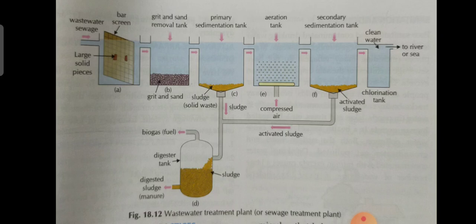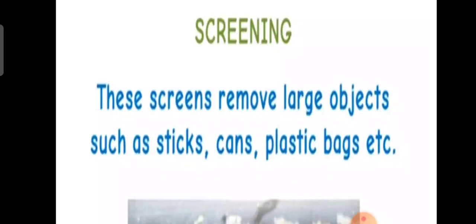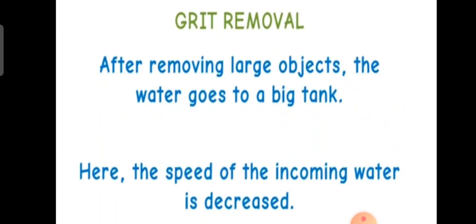After removing the large objects, the water goes to this second tank, which is the grit and sand removal tank. Here the speed of the incoming water is decreased and it allows sand, grit and pebbles to settle down. Right? Let me show you here. What is going on in the grit removal tank? After removing the large objects, the water goes to the big tank. And here the speed of the incoming water is decreased.